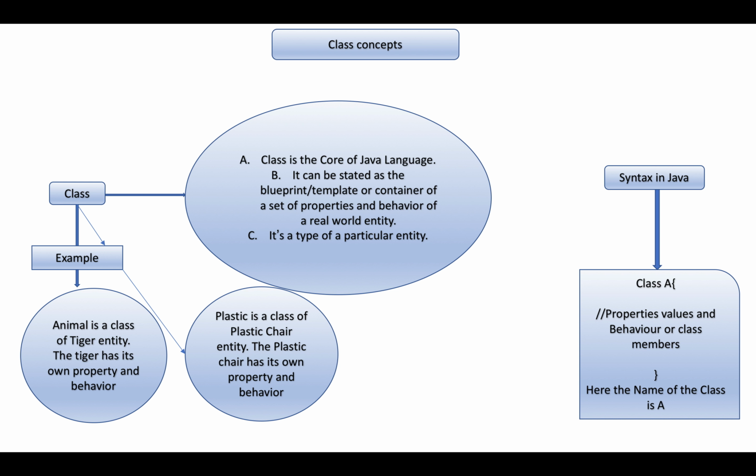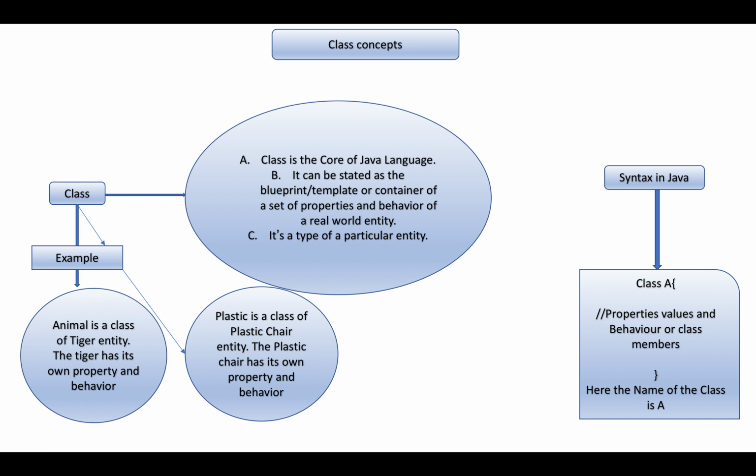Now how can you write a class in Java? Basically in Java, if you want to create or write a class, you have to use a keyword called class, C-L-A-S-S, along with the name of the class. Here, the name of the class is animal. So if I want to create a class called animal, I have to write class, then animal.